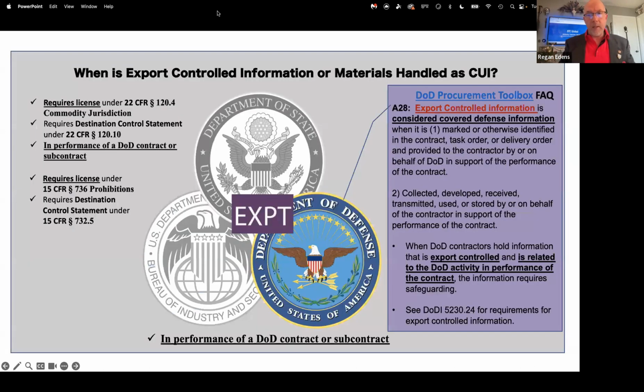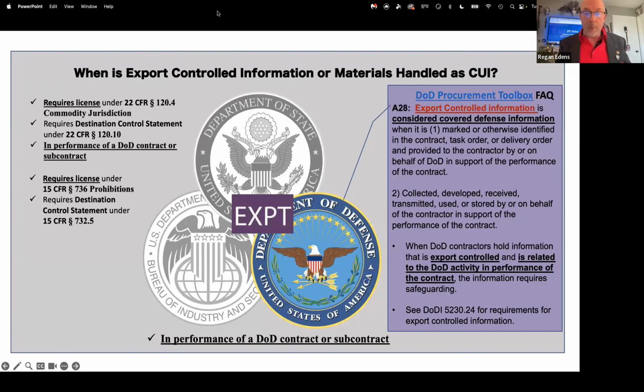So for those of you who may not realize this, export controlled information underneath the DoD Procurement Toolbox FAQ, which constitutes DoD policy underneath a DoD memorandum, is export controlled information developed underneath a DoD contract, is CUI underneath the DODI 5230.24. There's no misunderstanding about that. There's no ambiguity. There's no uncertainty. Export controlled information developed in performance of a DoD contract is CUI and must meet both sets of requirements.